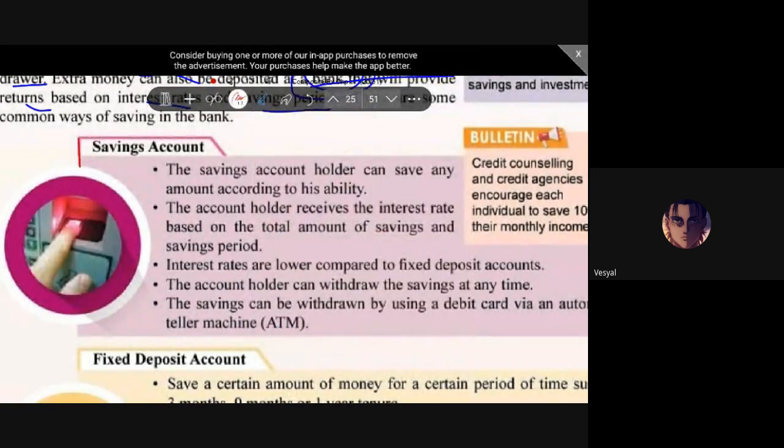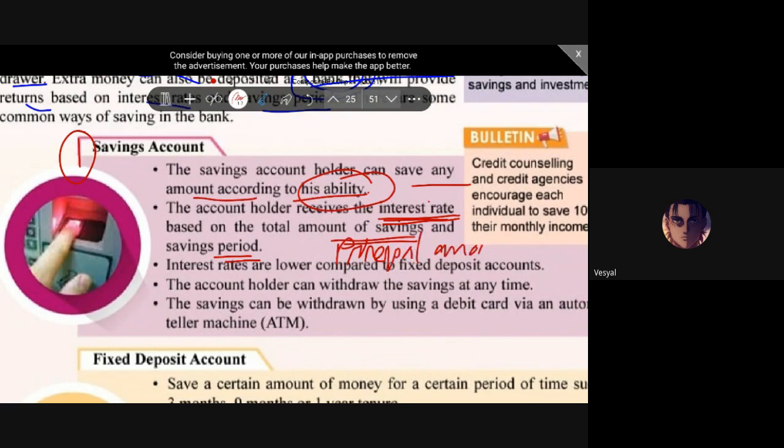So a savings account holder can save any amount. There's no limitation to the amount he can save. It depends on how much he has in the first place, based on his spending habits and saving habits. The account holder receives an interest rate. This is the benefit of this account, based on the total amount of savings and interest period. Total amount of savings is also known as the principal amount, if you wanted to know.